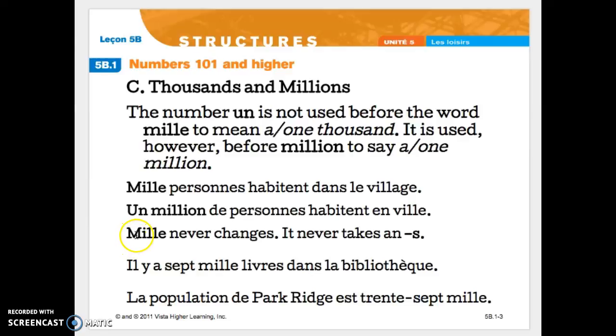Mille never changes, it never takes an S. Million does if it's plural, which you will see on the next slide. The two samples down at the bottom: there are 7,000 books in the library. Mille does not have an S. The population of Park Ridge is 37,000. Again, your mille does not have an S.